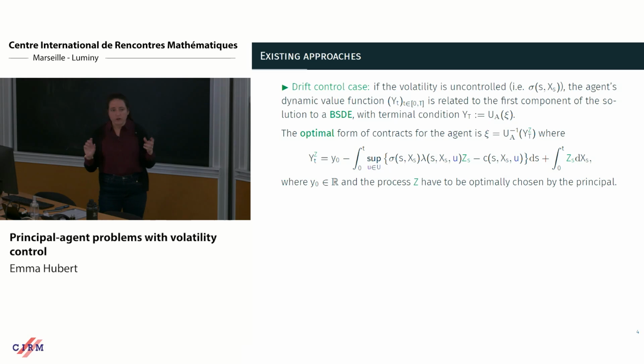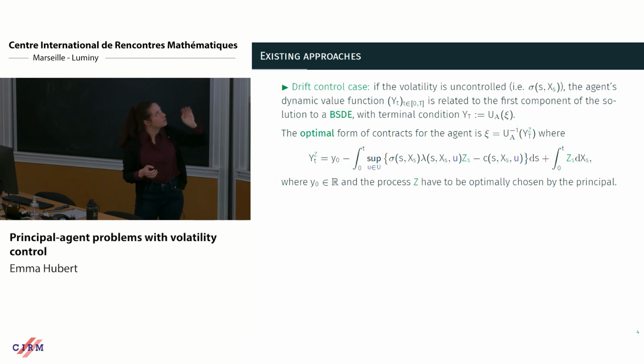Okay, so I already mentioned a bit the existing approaches, namely the one by Sannikov and then the one by Nizar, Yaksha, and Dylan. The one by Sannikov only allows to tackle the drift control case, when the volatility is not controlled. In that case, the idea is to look at the dynamic value function of the agent and to relate it to the corresponding BSDE. The terminal condition of the BSDE is going to give you the form of the contract. So here you have the form of the contract.